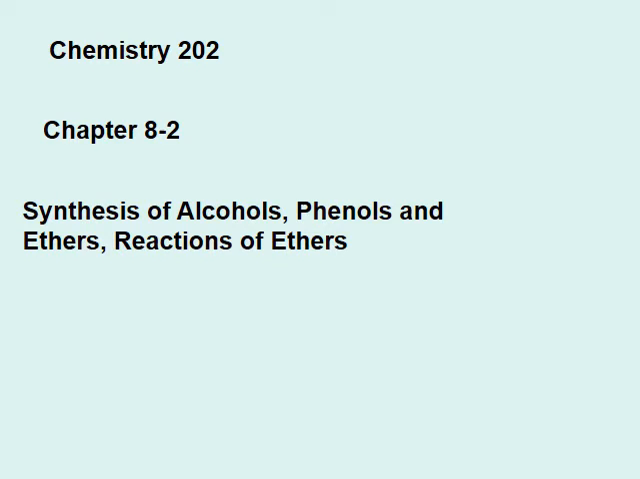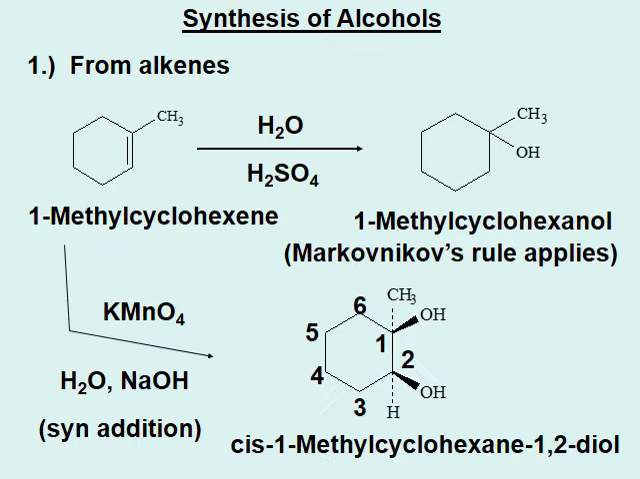In this section of Chapter 8, we'll talk about synthesis of alcohols, phenols, and ethers, and reaction of ethers. We begin with reaction of alkene. This is an alkene. We already know about this. This is Markovnikov's addition of H2O to alkene. This is a cyclic alkene.